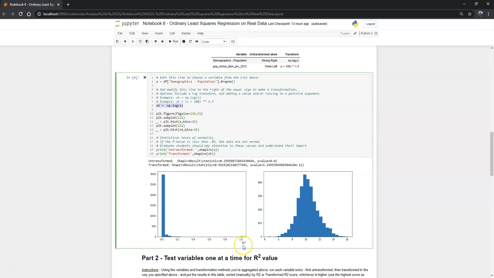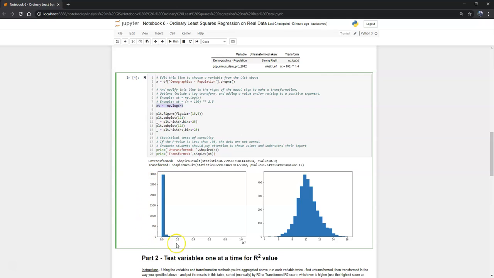So 1E7 is 10 to the 7th. So 1 million, or 10 million. Big, right? So you can see that we have almost 3,000 counties in this lower band here. And then we have just a couple really large ones, right? There are only a couple counties that are really big.